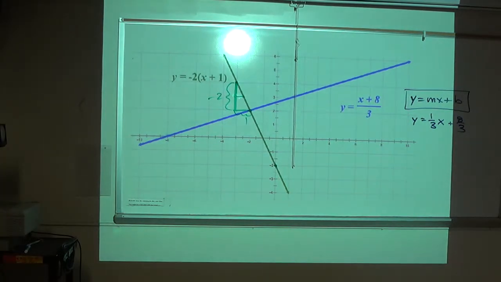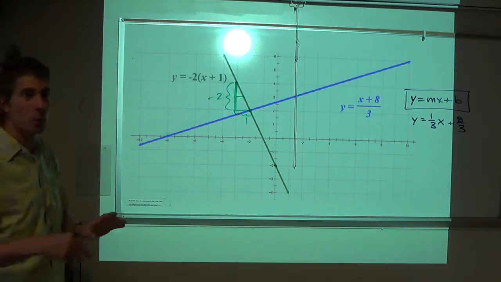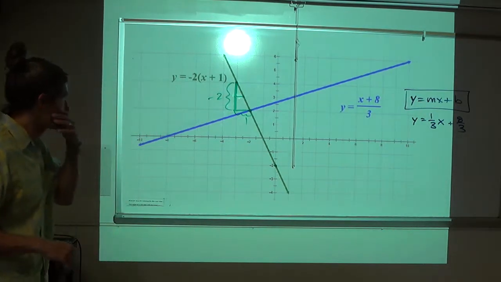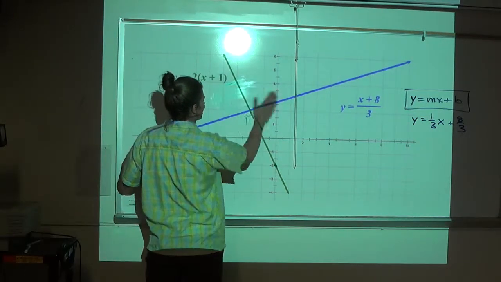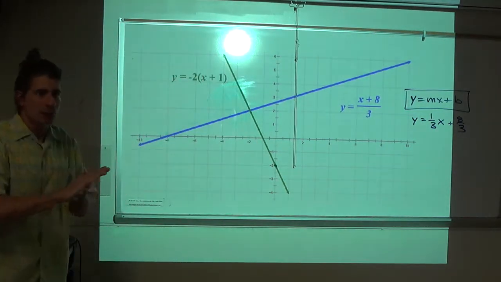Beautiful. Good. File that slope into the back of your mind momentarily. We'll come back. That's what I want to do in about 15 minutes when we get into grading. But what I want to do right now is utilize just this graph to solve some equations.